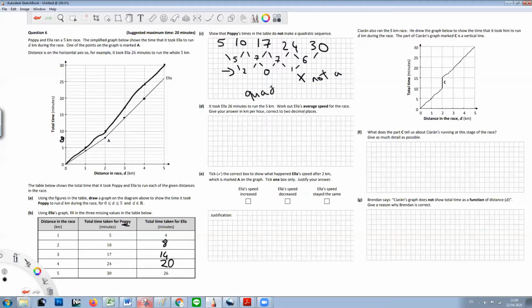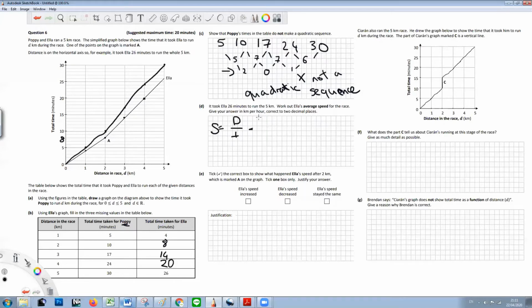So helpful if you know that for the exam, it obviously can come up. So for this, we are told that it took her 26 minutes to run 5 kilometers. So we need to find the average speed. Give your answers in kilometers per hour, correct to 2 decimal places. So we should know that speed is equal to distance over time.